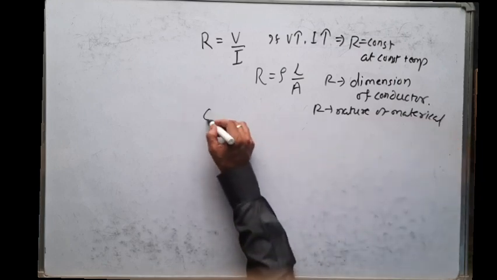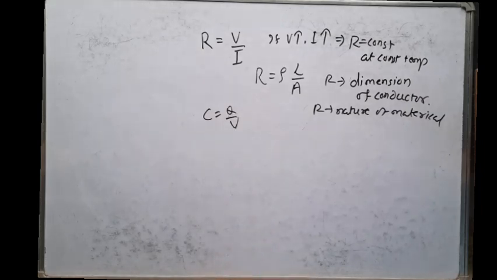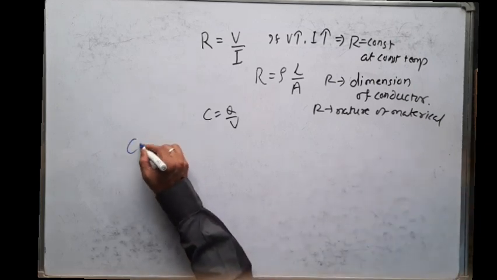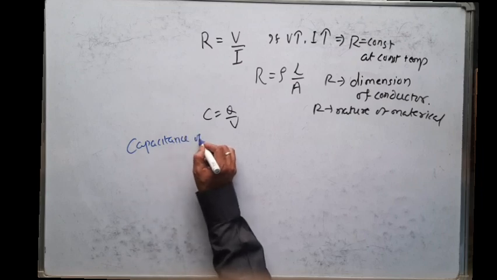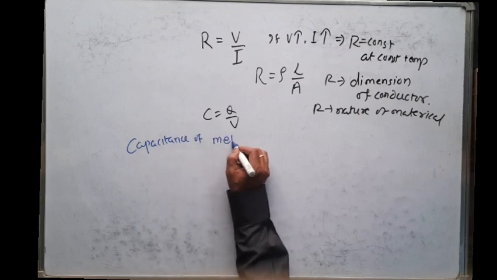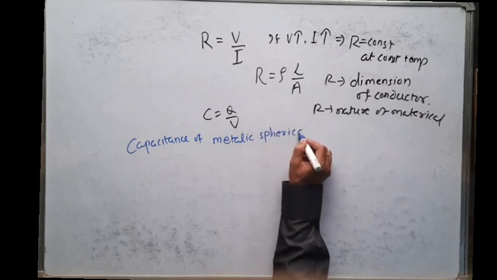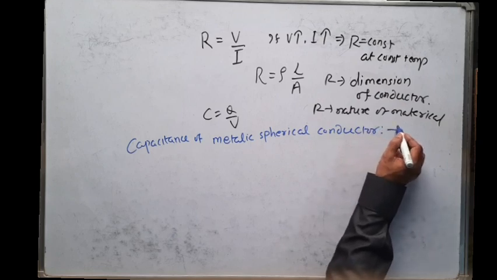So similarly, C is equal to Q by V. It does not depend upon charge as well as V. Okay. So now we will discuss the capacitance of a metallic spherical conductor.